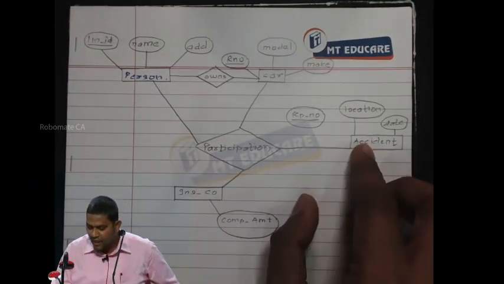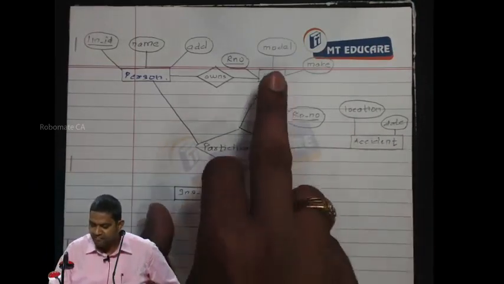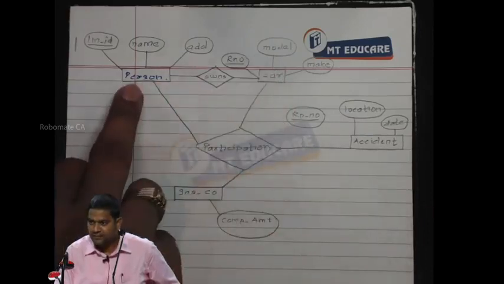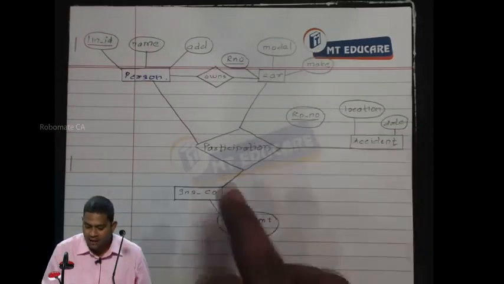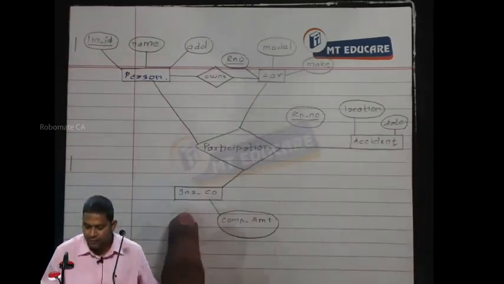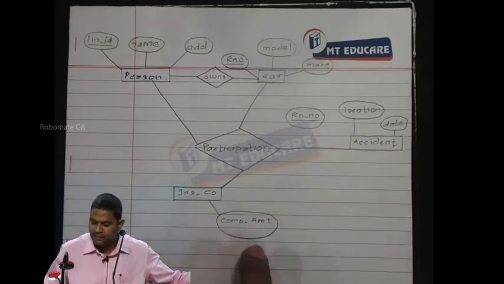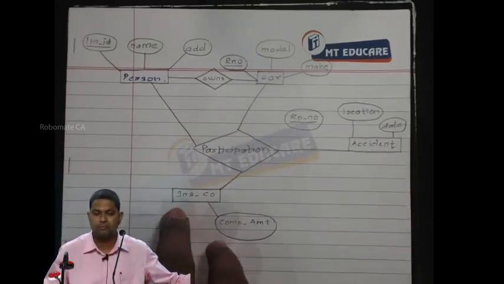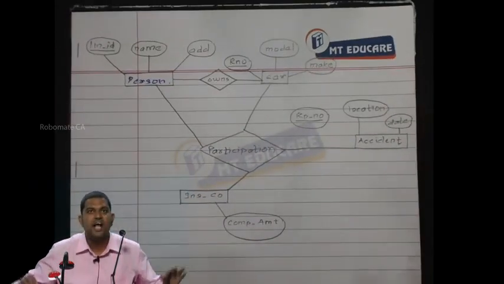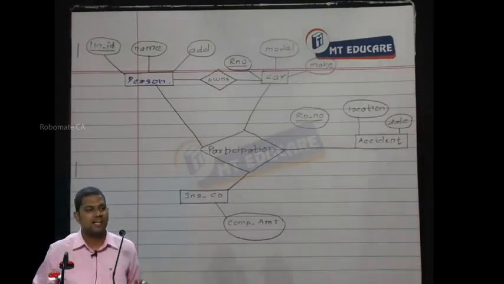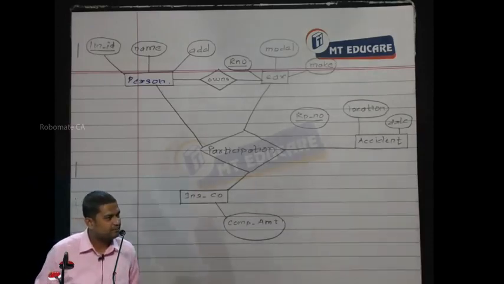Okay, so when we have this diagram, I can easily make out that we are talking about some accident which has taken place of a specific car owned by a specific person. If I want to go one step down, I can check the attribute of each and every entity. And all these things are related with the insurance company because we are expecting some compensation amount from that insurance company. This completes your ER diagram. Understanding how an ER diagram is constructed?